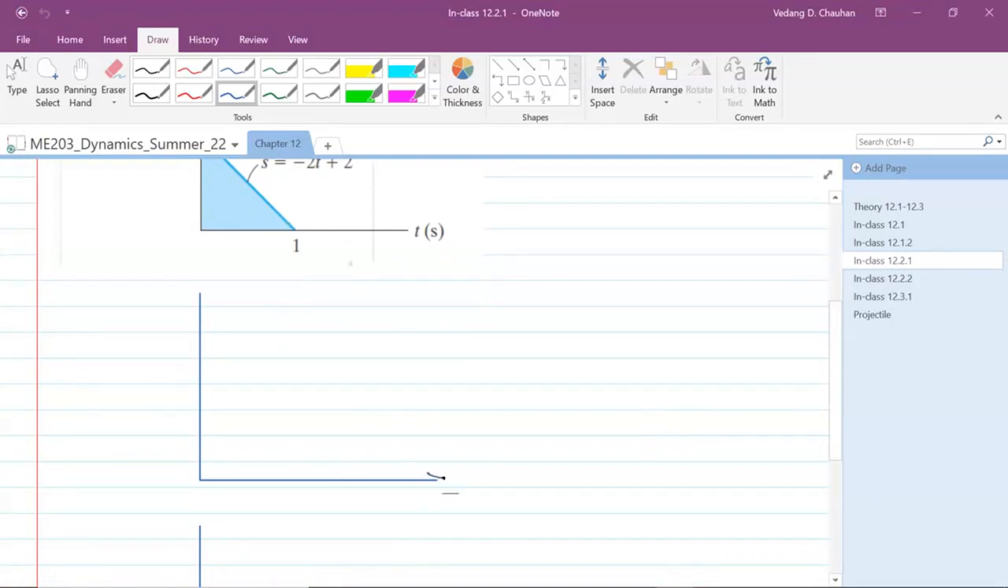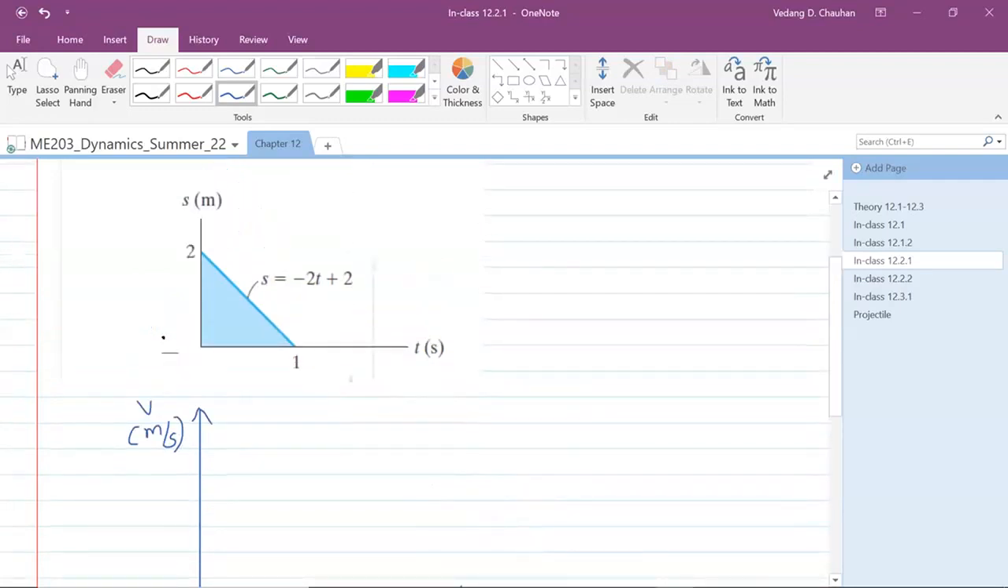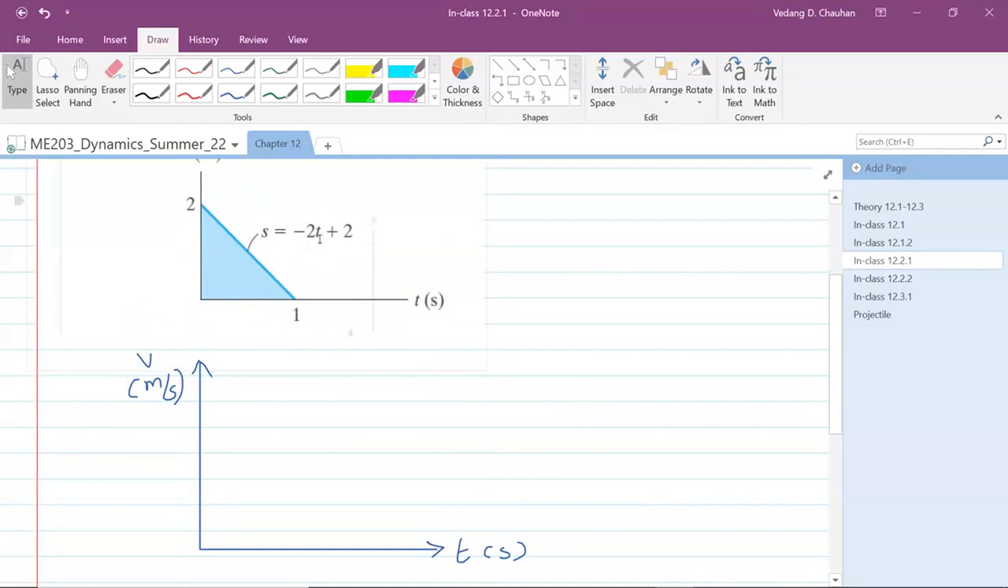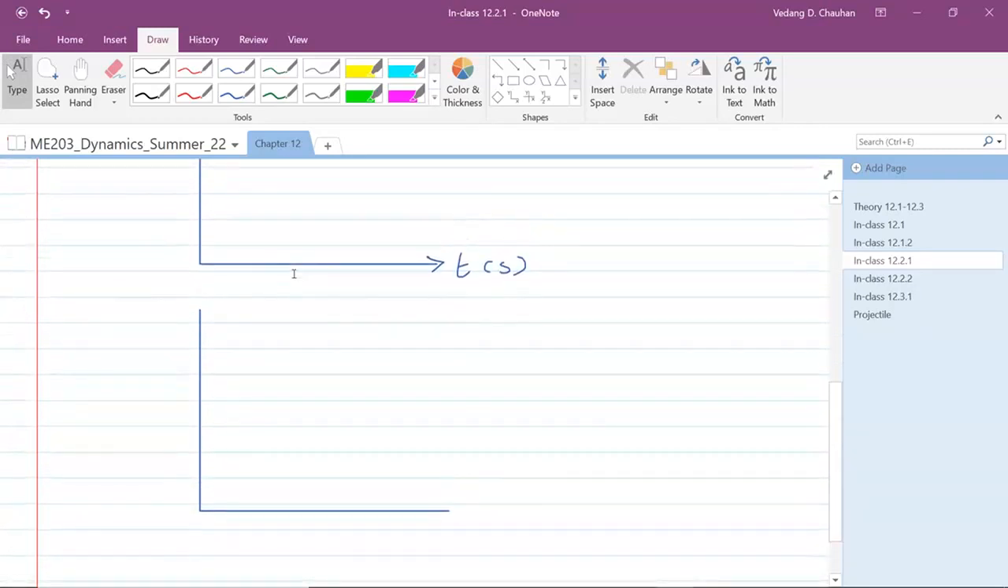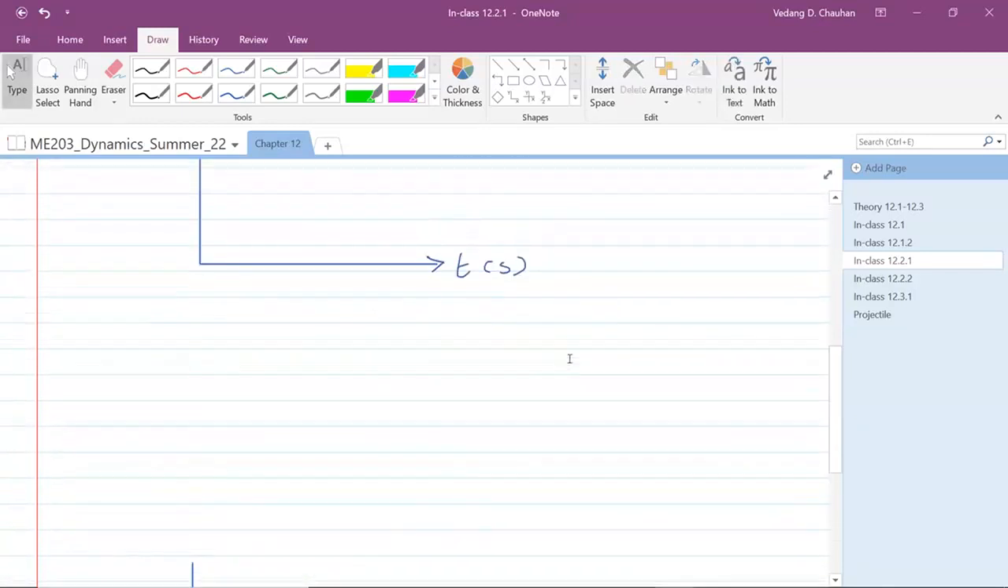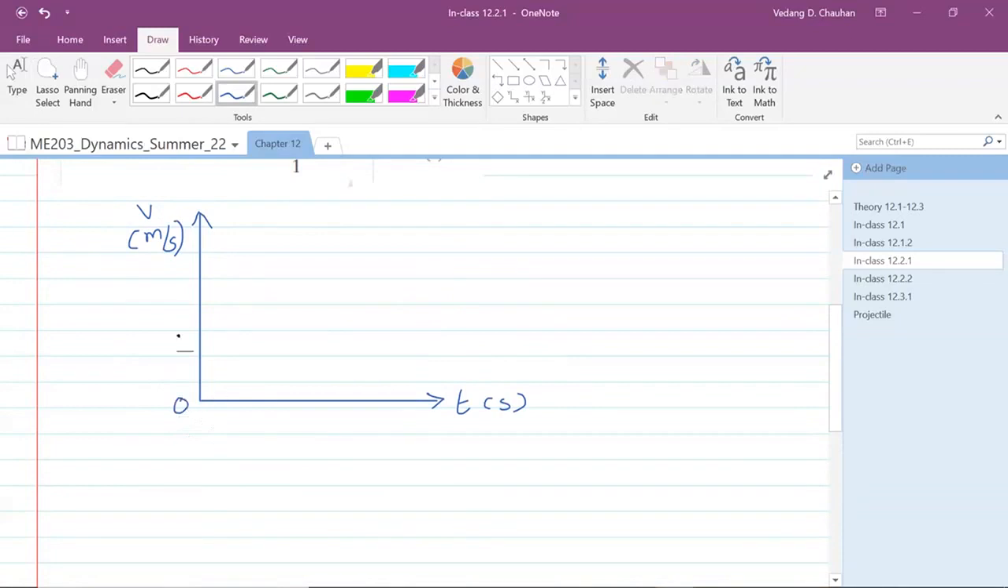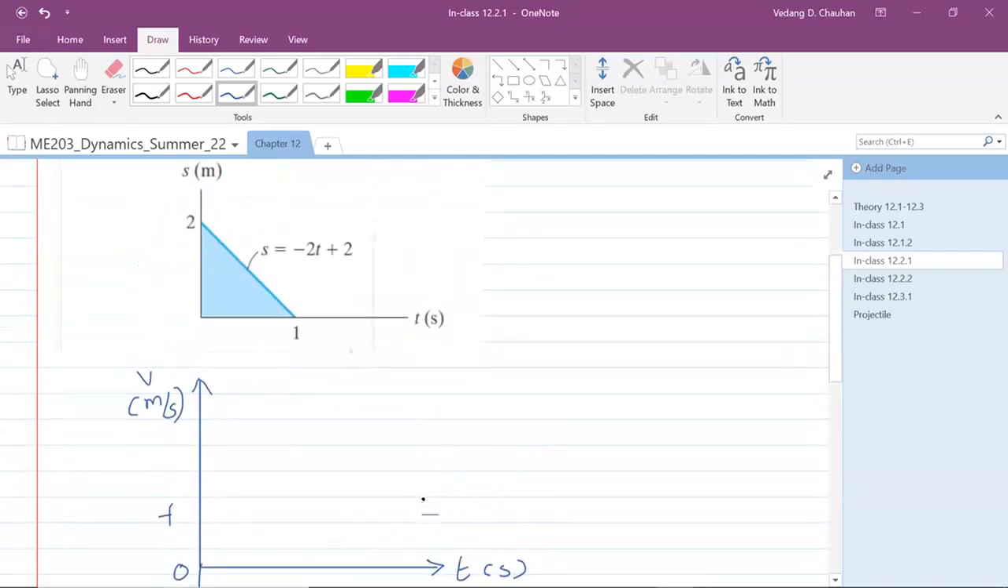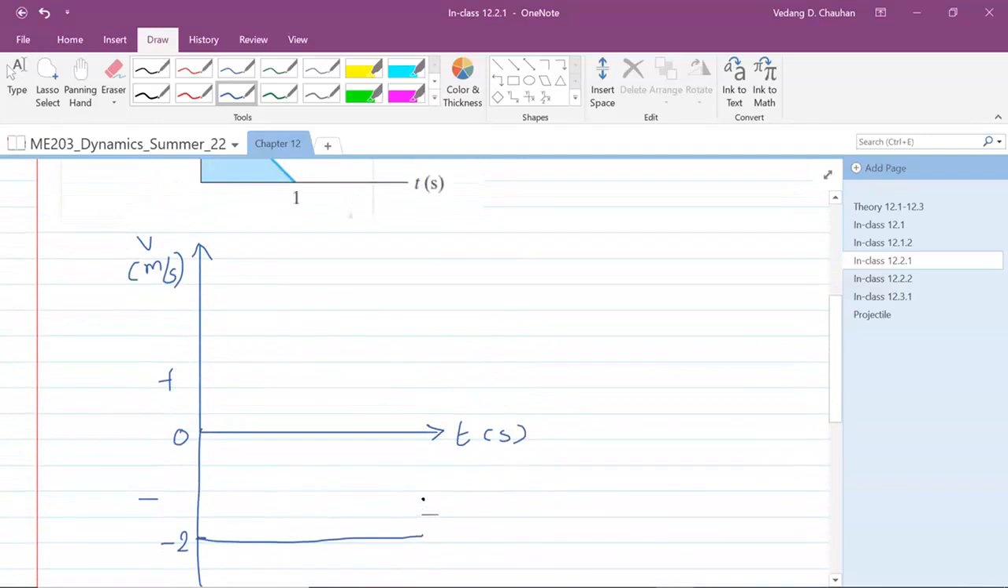Okay, so this is time t in seconds, and this is velocity v in meters per second. Now, this graph has a negative slope, and the value of that slope is minus 2, which you can see from this mathematical function. I need to move this further down because we have a negative value here. So this is 0, and above the 0 line velocity is positive, and below the 0 line velocity is negative. This graph has a velocity of minus 2, and that is constant. That's the plot for velocity from 0 to 1.